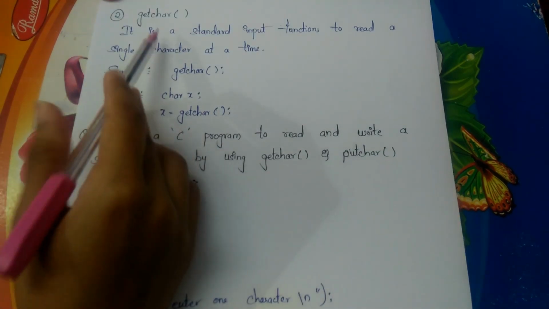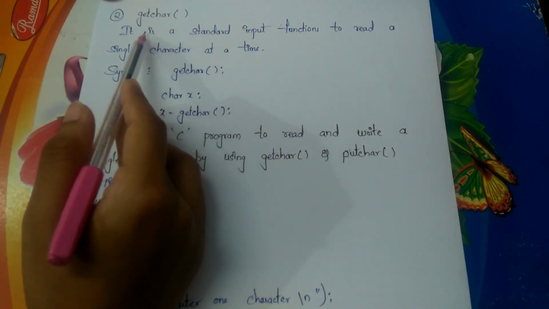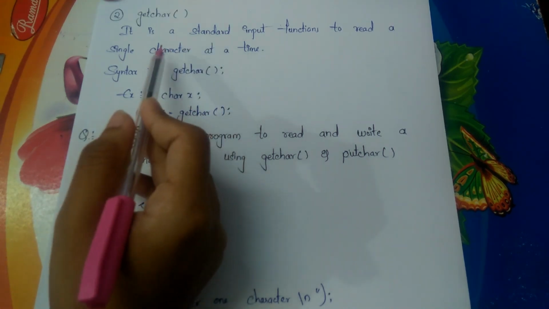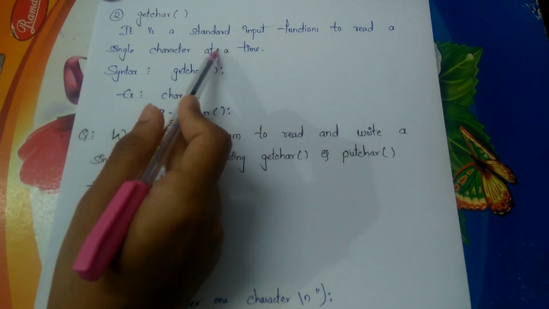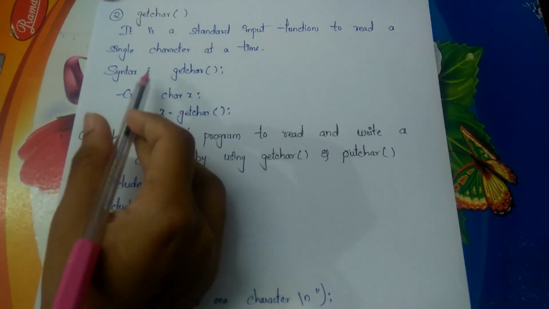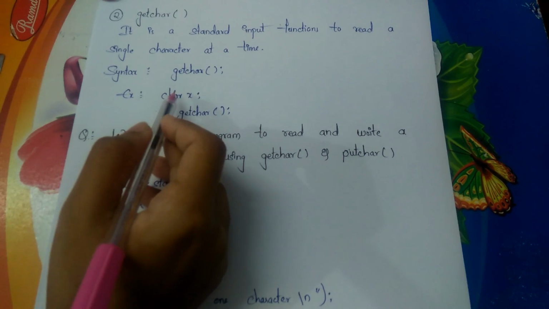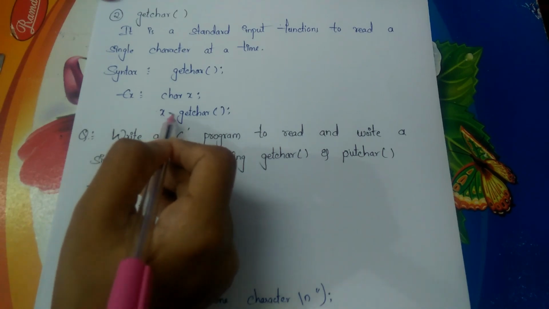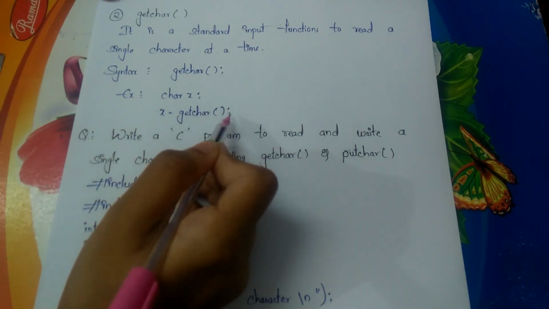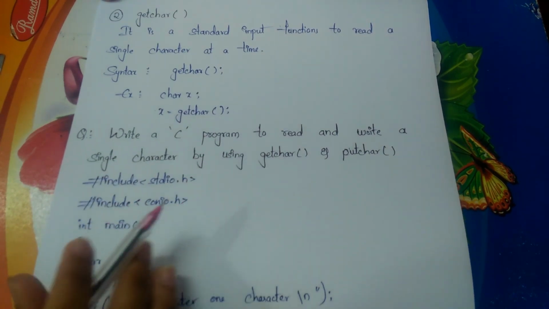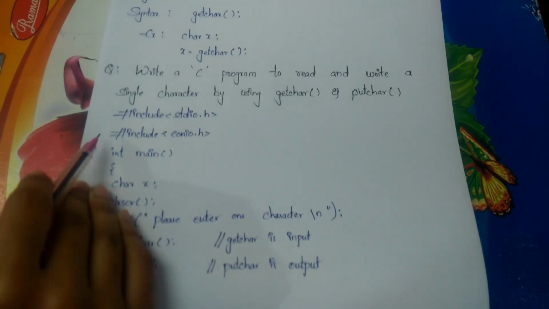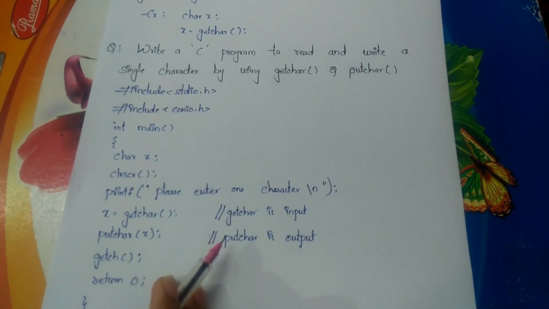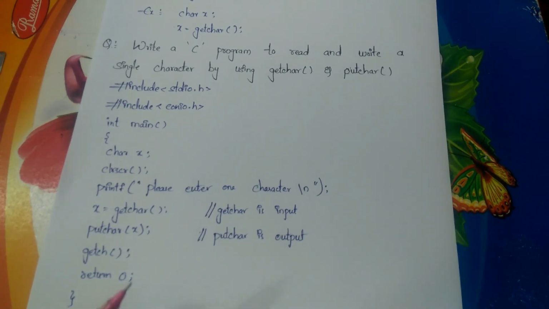Then next we have getchar. getchar is a standard input function to read a single character at a time. So whenever we want to read a single character at a time, we use getchar. The syntax is, for example, char x; x = getchar(); ended with a semicolon. Now let's see one program on this. Write a C program to read and write a single character by using getchar and putchar. So putchar is for printing, and getchar is for the input.